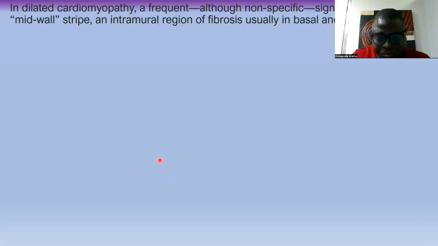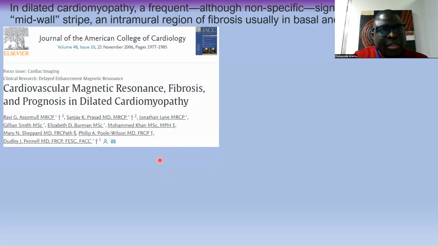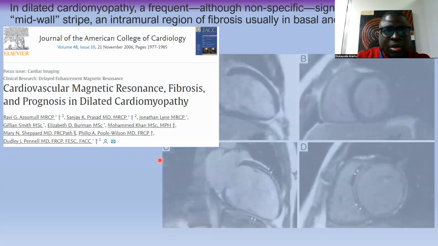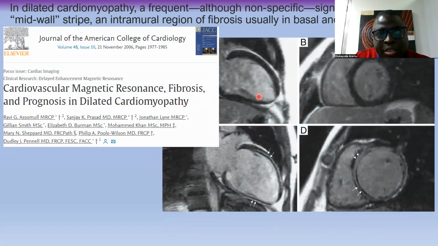And then another study by Ravi et al. tells us about dilated cardiomyopathy, about the pattern of enhancement that we see in dilated cardiomyopathy. And this is a frequent or specific sign. It is called the midwall stripe. I will show you just now. An intramural region of fibrosis, usually in the basal and or mid-septum. So on the two panels above, you will see that there is no arrow. There is nothing showing there. That is the normal myocardium.